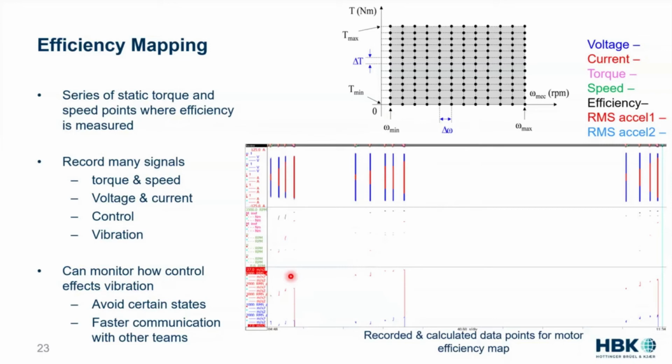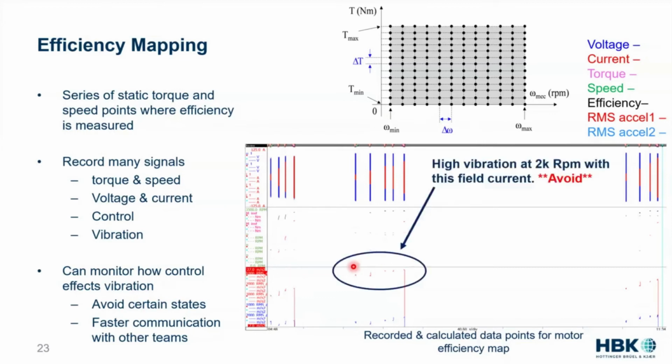So again, this is pretty cool. And what we found was that the vibration was particularly bad with this field current at 2K RPM. And what this immediately gives us is the information to go, oh, as the controls guy, I might want to avoid 2K RPM at this field current. I might want to avoid this operation point. I might want to tune my control to fit this.